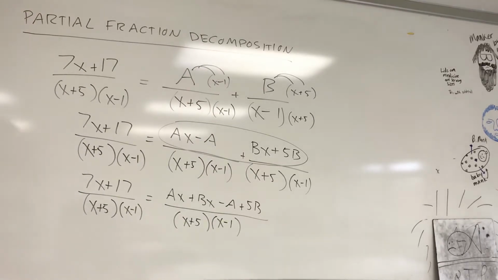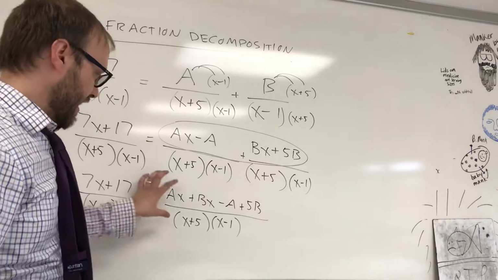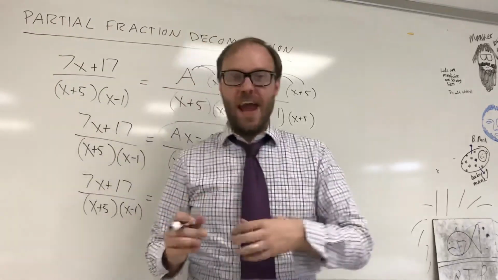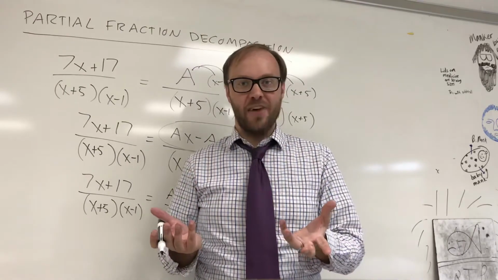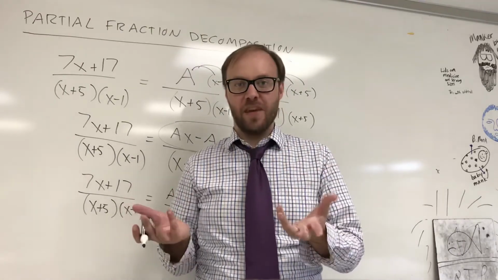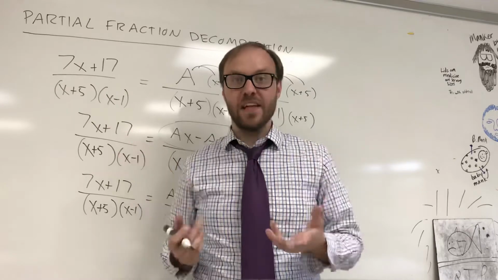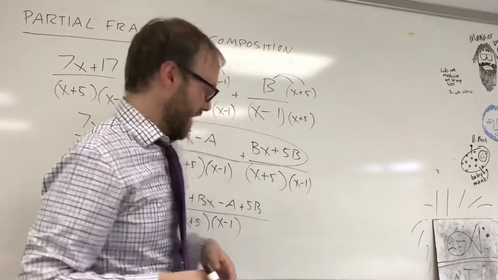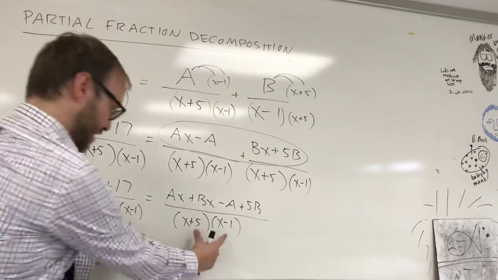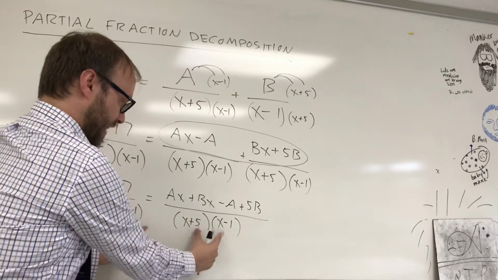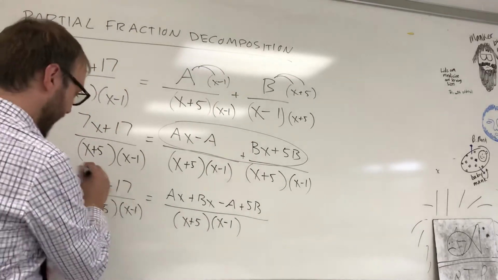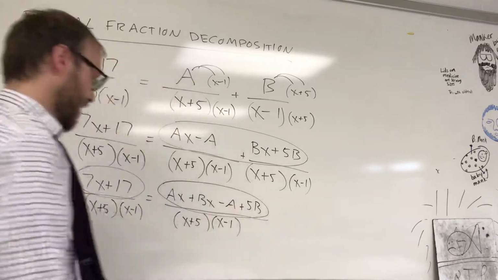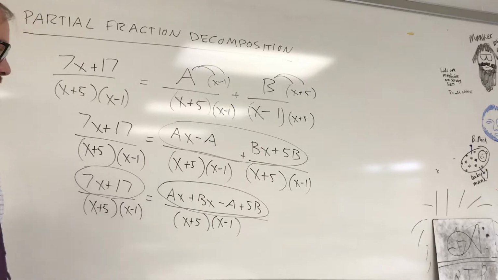So now if you take a look at this, notice that you have a fraction equal to another fraction, but they both have the same denominator. And if they both have the same denominator, it doesn't matter what value of x I put into that denominator, as long as it's legal, and it's not going to give me a denominator of 0. It doesn't matter what value I put into that denominator, these denominators will be the same. So I don't really care about the denominators. I care that 7x plus 17 works out to be equal to ax plus bx minus a plus 5b.